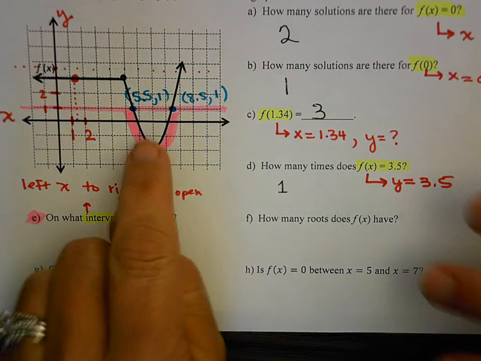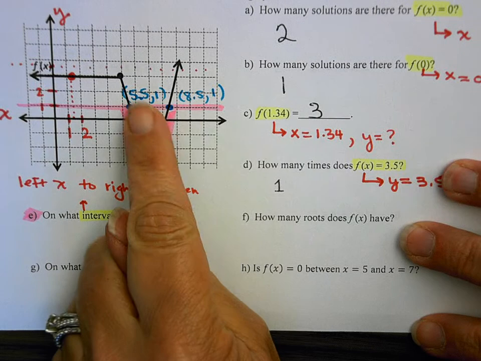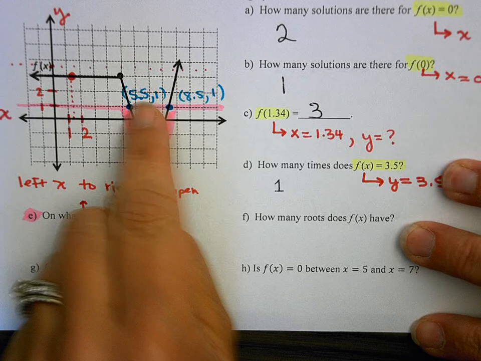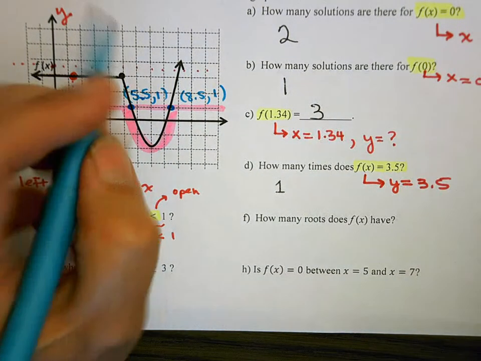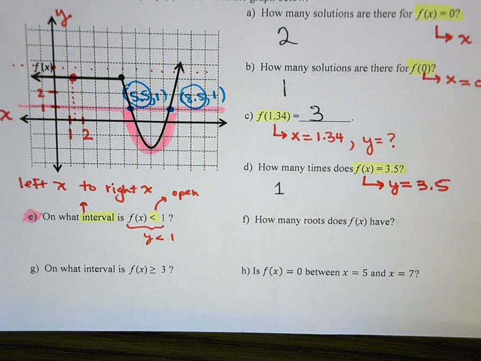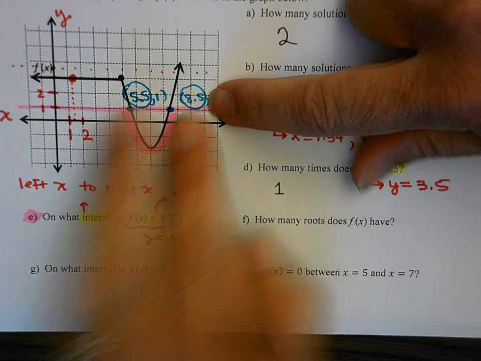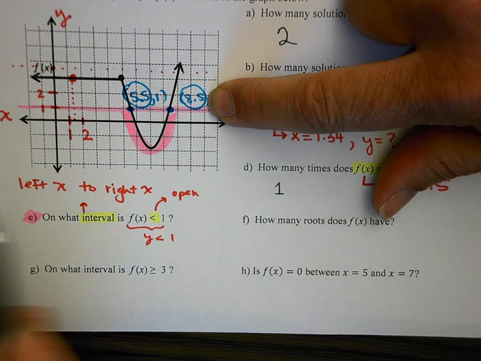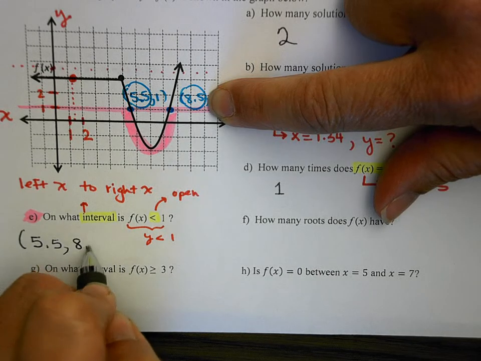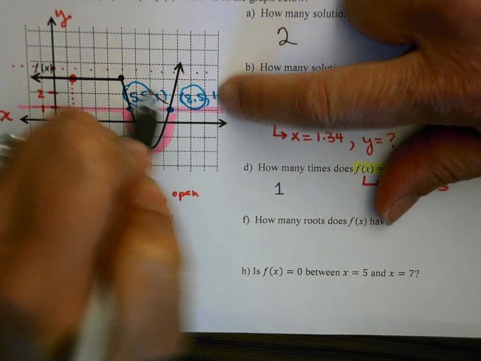All right, so if I look at these two dots right here, that looks like where it's equal to 1. And again, we just want to go left x to right x. So we're just looking at the x value alone. That's all we're looking at. So that x value to that x value. Whenever we want an interval, we ignore the y value, we just look at the left and right x. And we're going to do open. So again, this is an approximation. We're going to say from about 5.5 to the next x, which is 8.5, right? So again, whenever we do intervals, we ignore that y value.